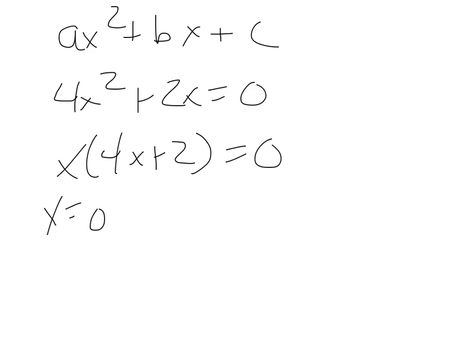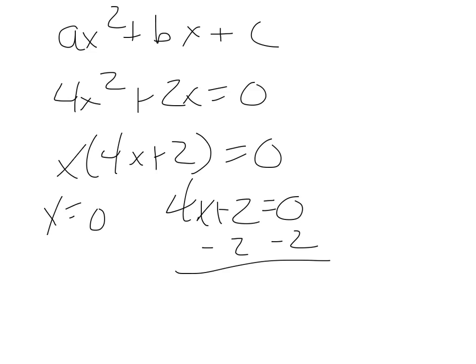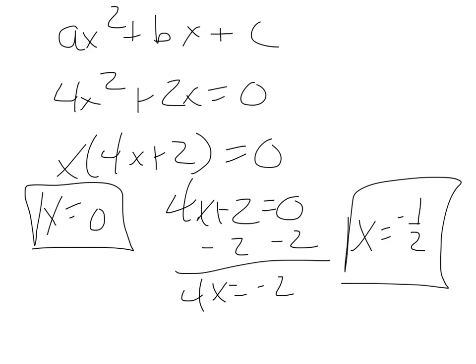The other solution for this would be solving 4x plus 2 equals 0. How do we solve that equation? Subtract 2 from both sides, so you get 4x equals negative 2. And then divide by 4. What's negative 2 divided by 4? Negative 1 over 2. So the two solutions for this one would be x equals 0 and x equals negative 1/2.